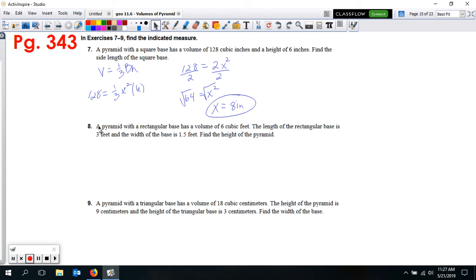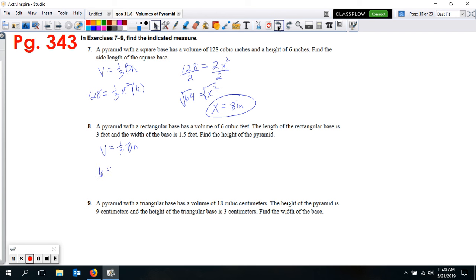Number 8, another pyramid with a rectangular base has a volume of 6 cubic feet. So again, they tell us the volume. The length of the rectangular base is 3 feet. The width of the base is 1.5 feet. What's the height of the pyramid? So we're looking for the height. We're looking for this right here, so we can know what the base area is with the dimensions of length and width. So we're going to start off with using that formula. We know volume is 6.